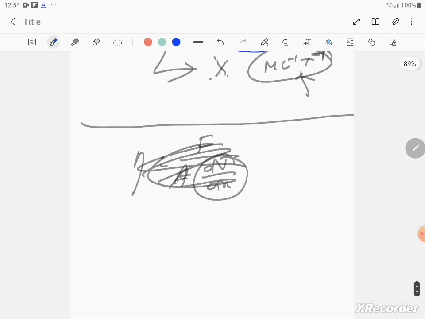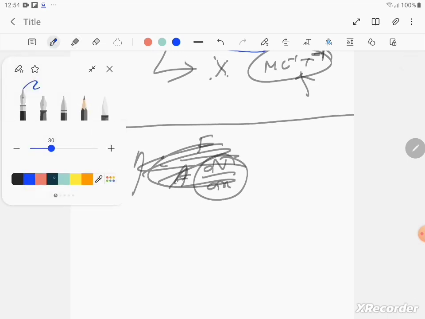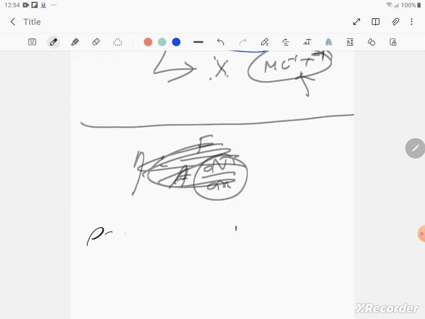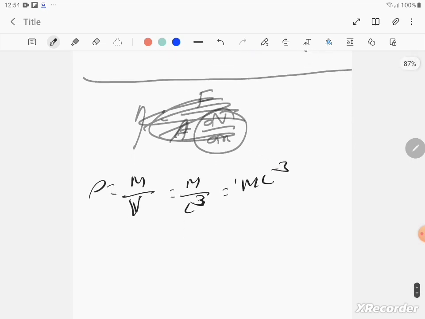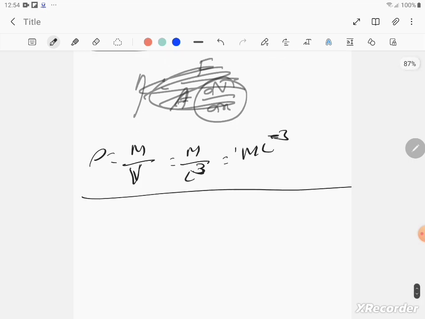Apart from that, I also would like you to know generally these things. Density is mass by volume. M by L cube, so M L to the power minus 3. Volume is L into B into H, all of them are lengths, so L to the power 3. So M L to the power minus 3 T to the power 0, you can write. That's density. That's something I didn't mention before. I want to clarify that now.